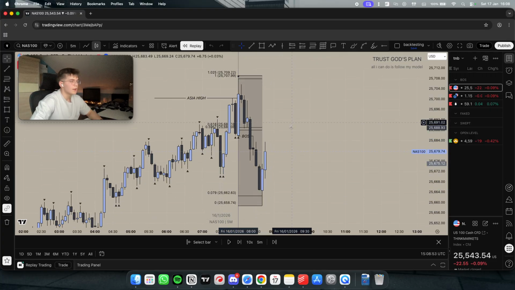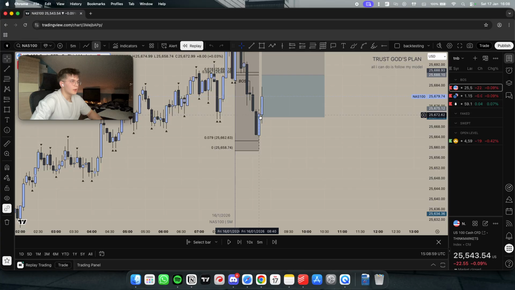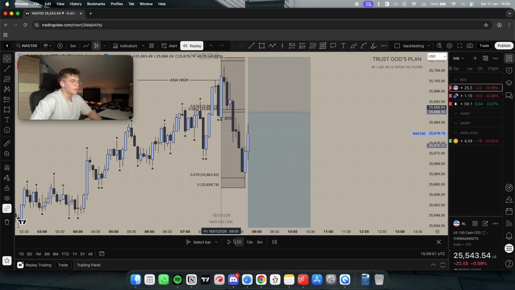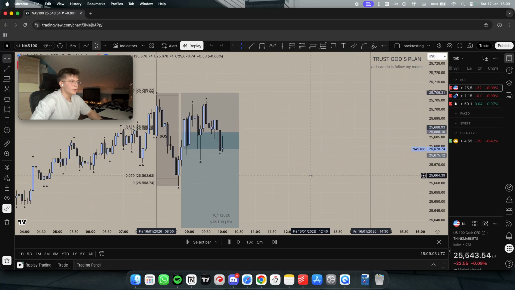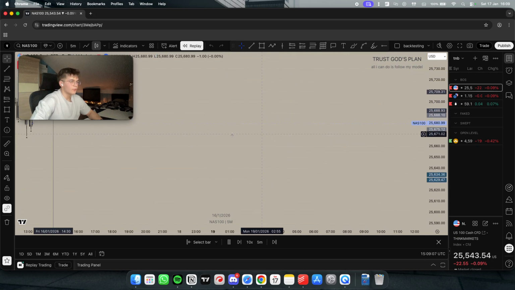You extend the Fib, right? Starts going back up. Boom. Here is the entry. Stop loss here. Take profit 3R. You get filled and you get cooked. Okay, that's it. Next trade on Friday, I believe.